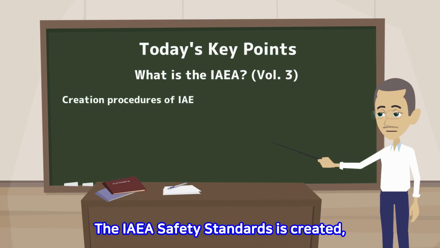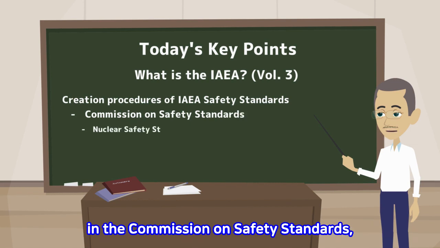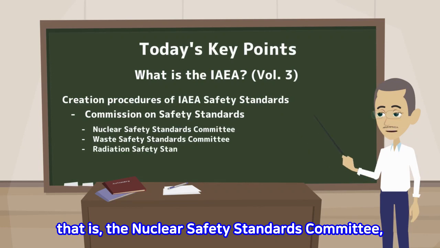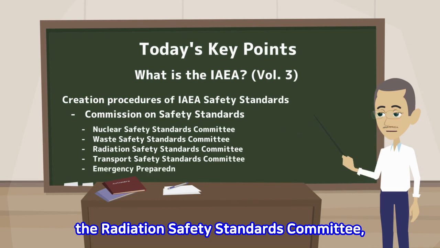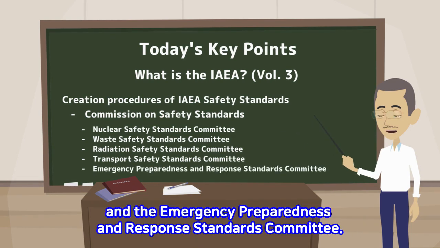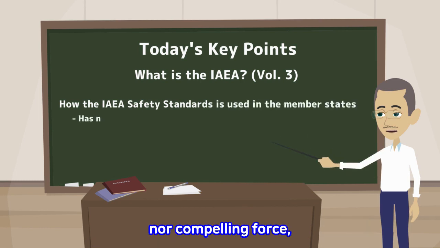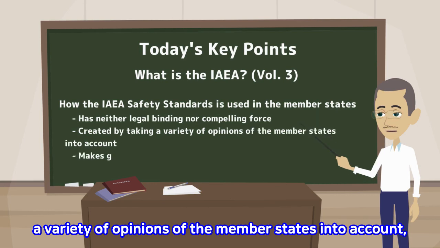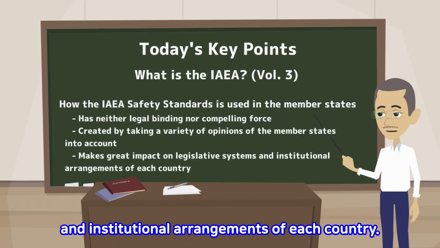The IAEA Safety Standards is created mainly based on the opinions of the member states in the Commission on Safety Standards, as well as 5 standards committees under the Commission, that is, the Nuclear Safety Standards Committee, the Waste Safety Standards Committee, the Radiation Safety Standards Committee, the Transport Safety Standards Committee, and the Emergency Preparedness and Response Standards Committee. The Safety Standards has neither legal binding nor compelling force, but because it is created by taking a variety of opinions of the member states into account, it makes great impact on legislative systems and institutional arrangements of each country.